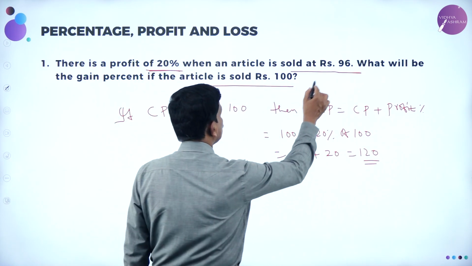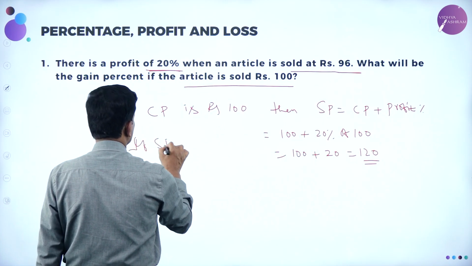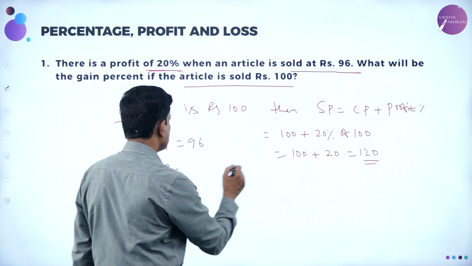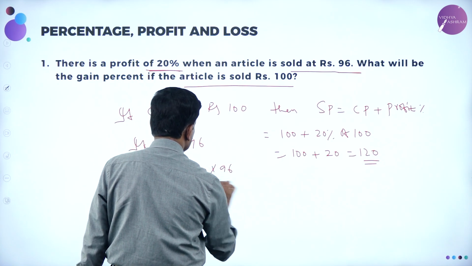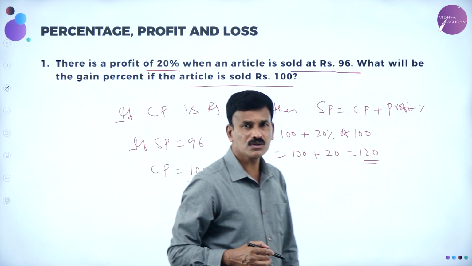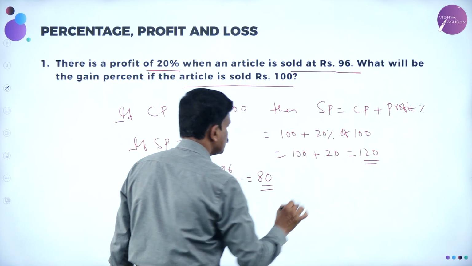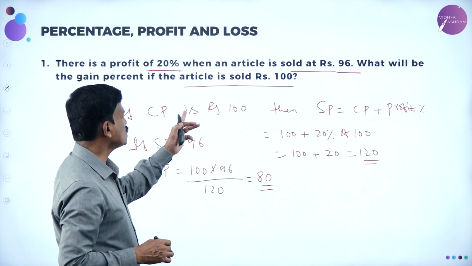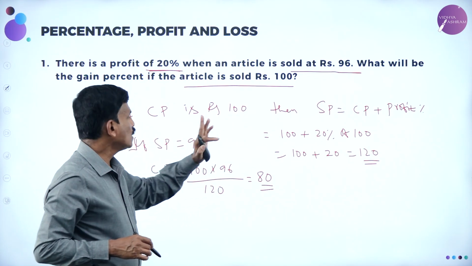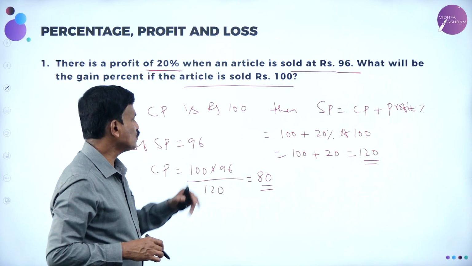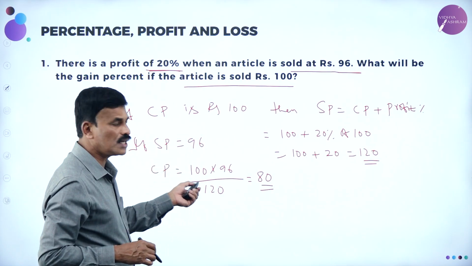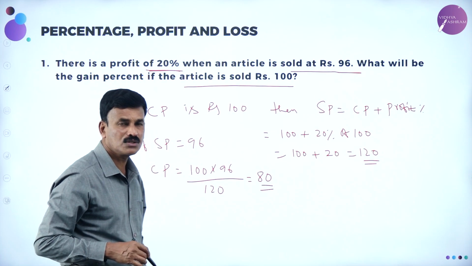Now, if the selling price is equal to 96, what is the cost price then? Cost price is equal to 100 into 96 divided by 120. This will give the CP. If you simplify this, it is equal to 80. So if the cost price is rupees 100, then the selling price is the cost price plus 20% of 100, that is 100 plus 20 equal to 120. If the selling price is 96, then CP is 100 into 96 divided by 120, which is 80, right?